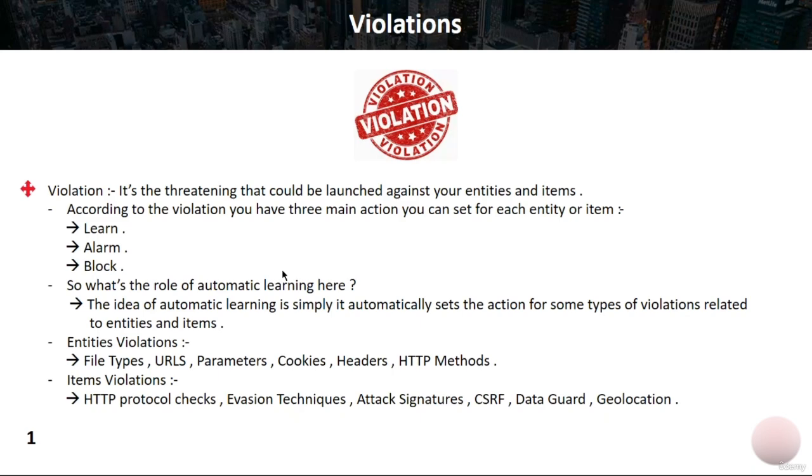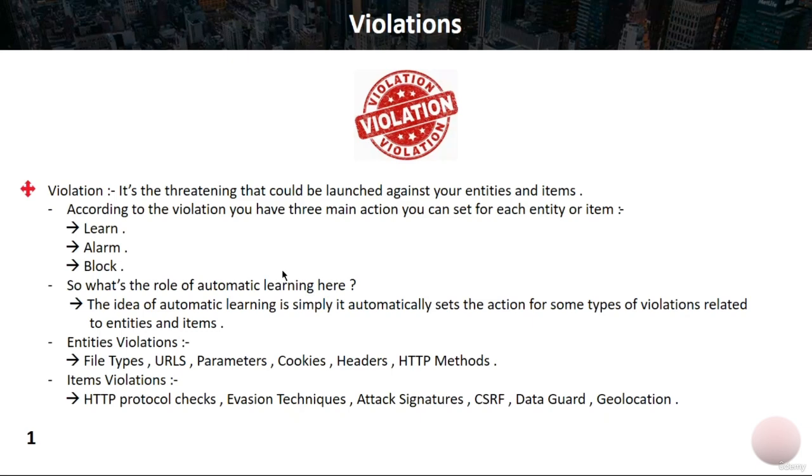Okay, so as we said, the entities violations will be related to file types, URLs, parameters, cookies, headers, and HTTP methods, where the items violations are related to HTTP protocol checks, evasion techniques, attack signatures, CSRF, data guard, and geolocation.